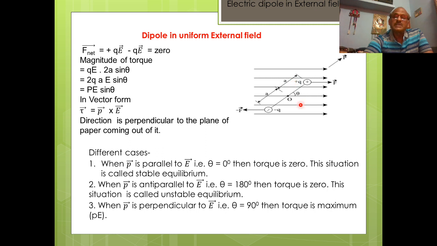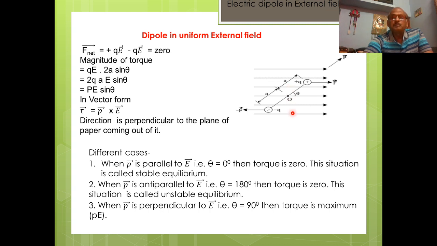If the dipole is anti-parallel, means negative charge on this side, positive charge on this side, so that the dipole moment will be right to left. Though net force is 0 and torque is 0, this situation is called unstable equilibrium, because the negative charge is here, so it will experience a force this side, and the positive charge when it comes here will experience a force left to right.